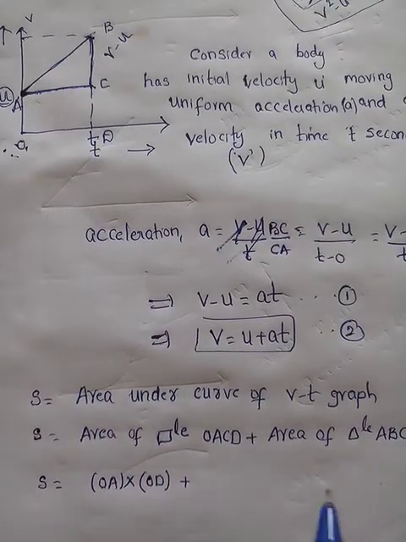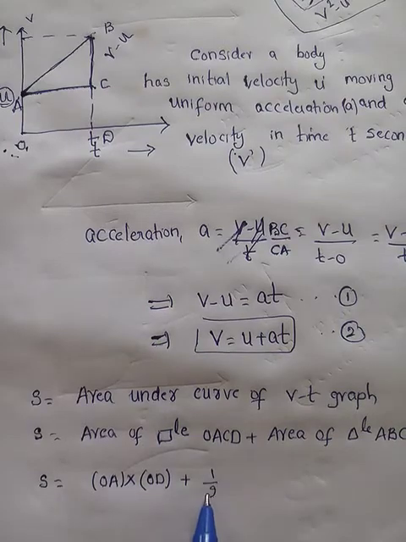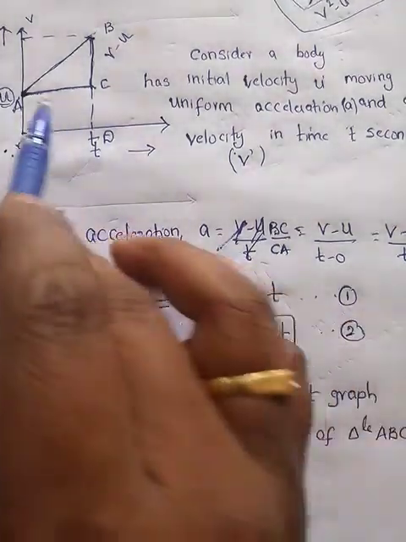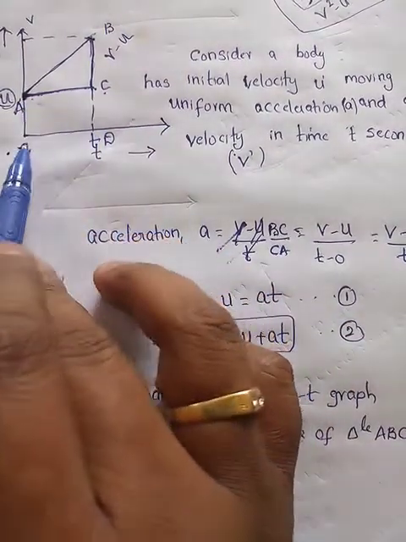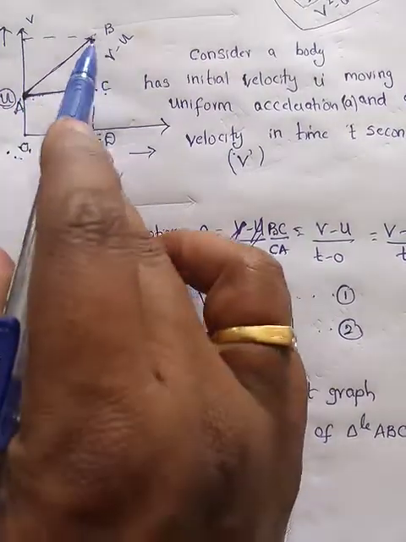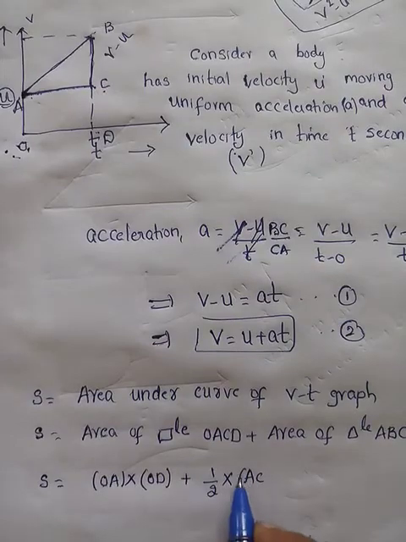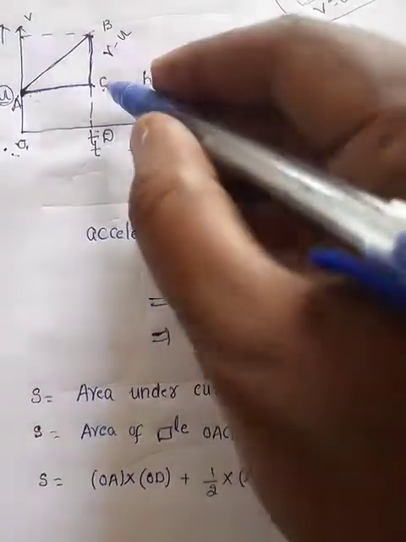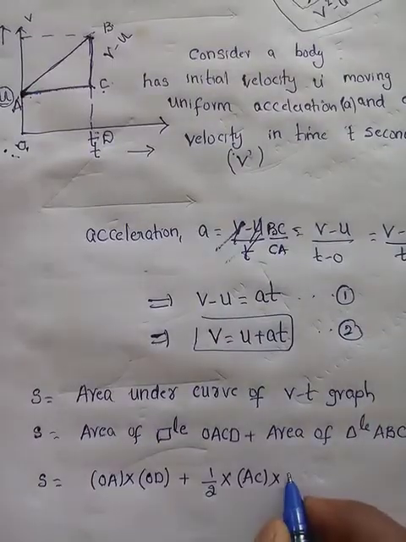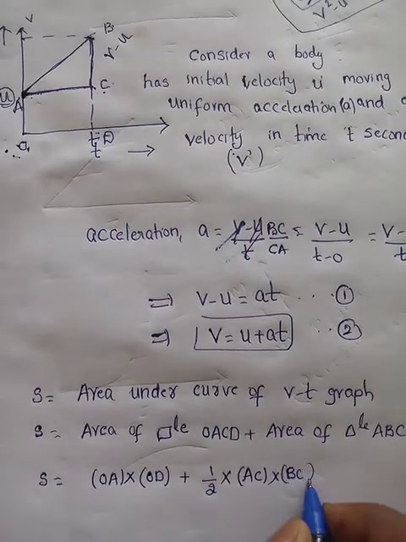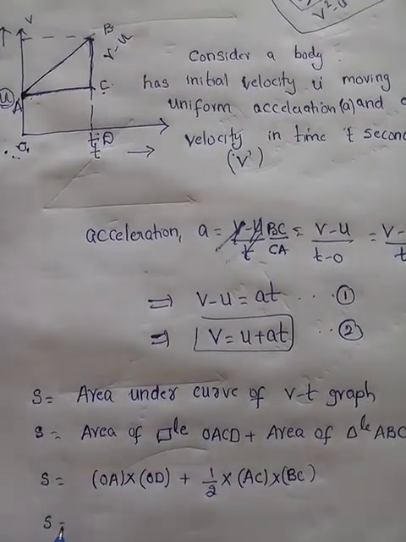What is the area of a triangle? Half into base into height. What is the base of this triangle? Not OD. We are considering this triangle, so what is its base? AC. Height, it extends from C to B. So, BC. Now, see the graph.